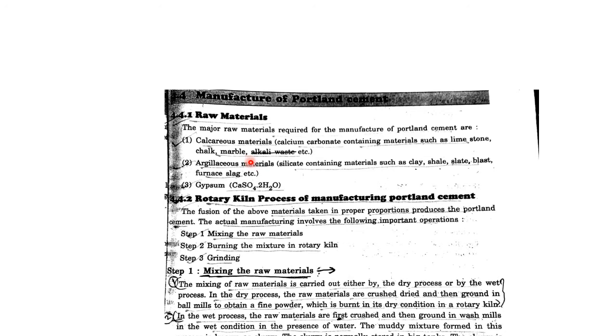One more component is required: gypsum, CaSO4.2H2O. Gypsum delays the setting time of cement. I will discuss that in the next lecture. Now, cement is manufactured by two processes, the wet process and the dry process.